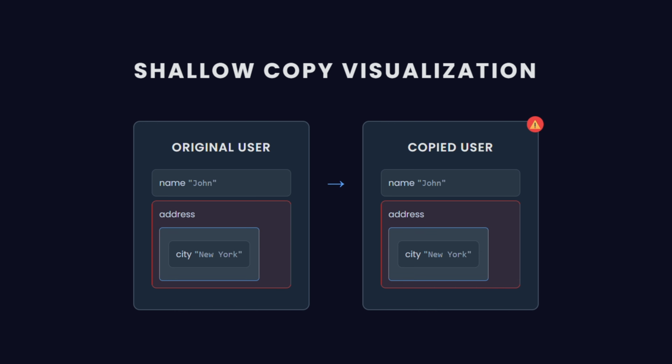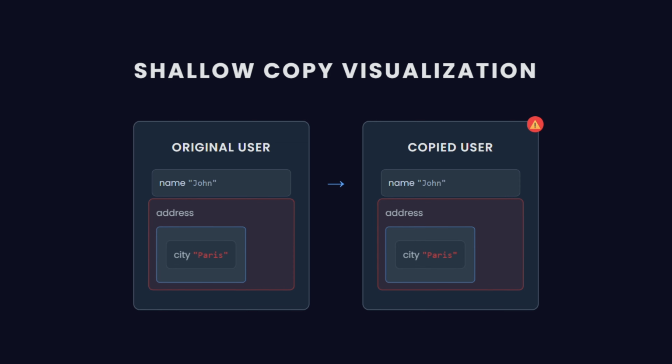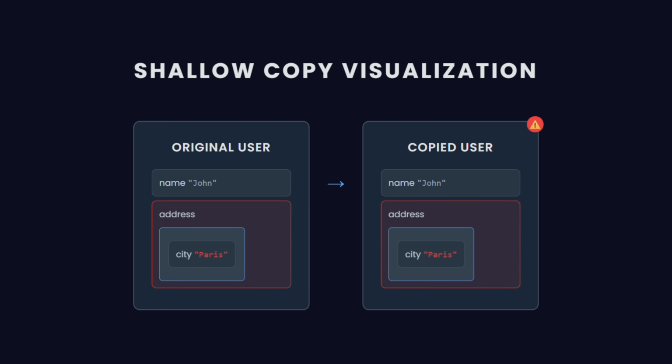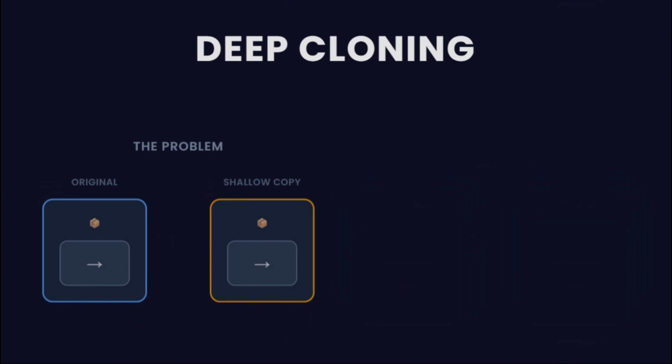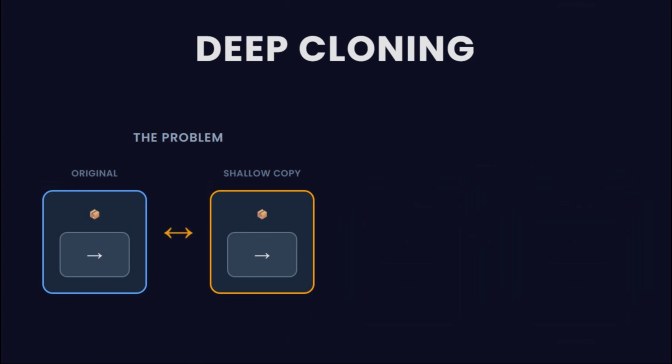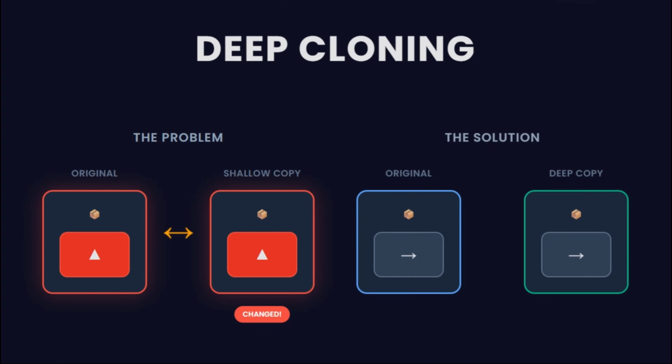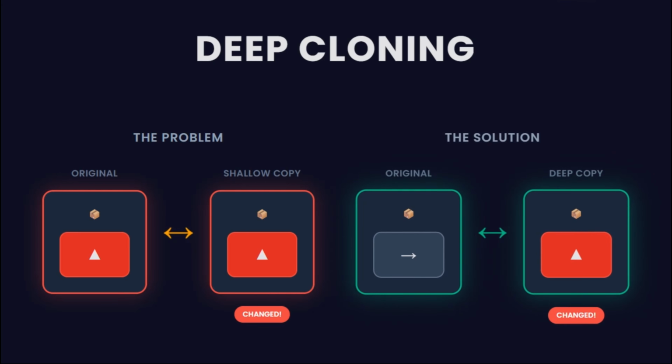As a result, if the city property of the copied user's address is changed to Paris, the change will also affect the original user object. This happens because both of them are referring to the same nested object. This behavior is not always obvious, but it can lead to subtle and hard to find bugs. To solve this problem, a technique called deep cloning is used. Deep cloning means creating a new object that is completely disconnected from the original, including all nested objects and arrays. Every level of the structure is duplicated into a new memory location, ensuring that changes in the new object do not affect the original one at all.